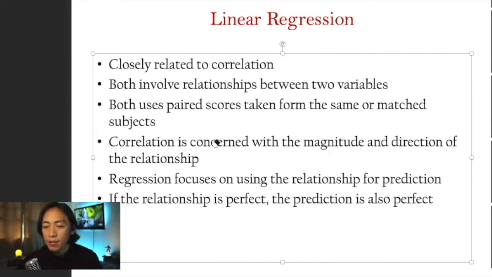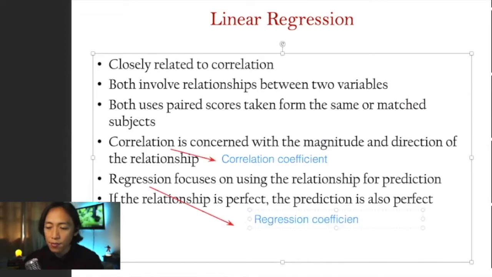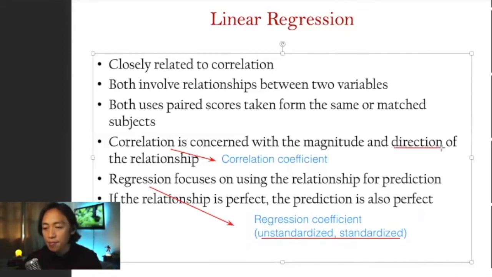To some extent, linear regression can also speak about magnitude and direction. In correlation, we have the correlation coefficient. In regression, the counterpart is the regression coefficient, and there are actually two: the unstandardized and the standardized regression coefficients. Both talk about direction because regression coefficients also have signs, positive or negative. That gives us information as to whether the predictive relationship is positive or negative, which is exactly the same interpretation as for the correlation coefficient.